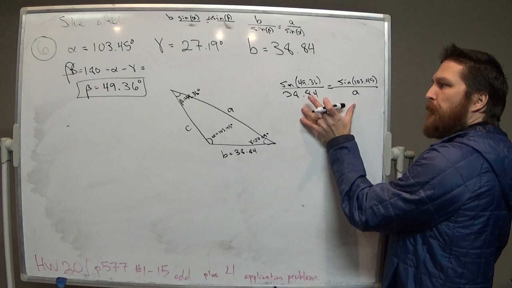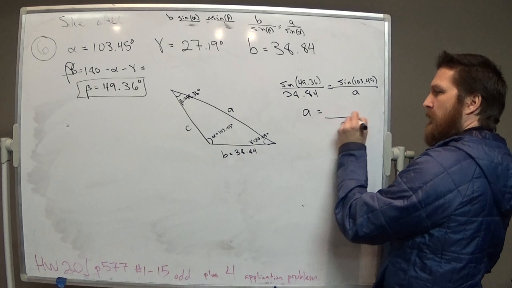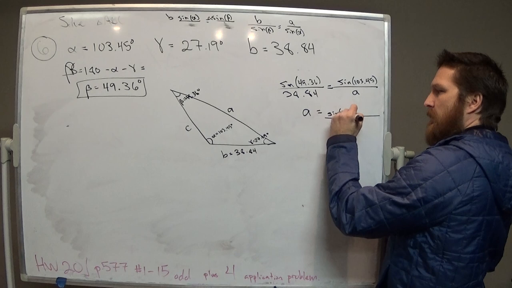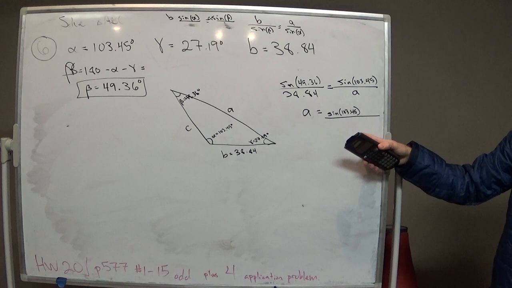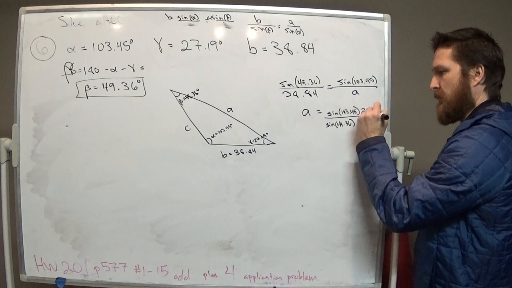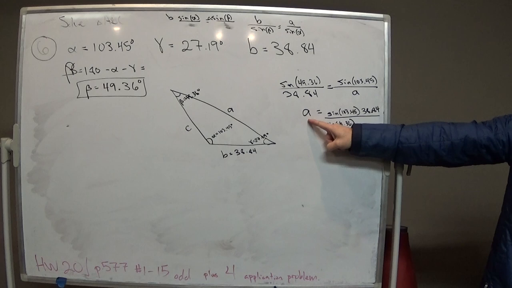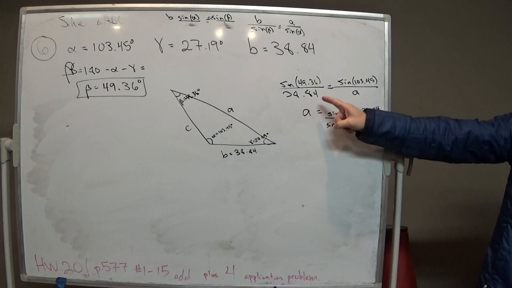So anyway, I want the A by itself, so I'm going to bring him upstairs, up over here. This guy's going to stay put, so sine 103.45 stays put. This guy's going to come downstairs, and then this guy's going to come upstairs. Everybody got that? Everybody saw what I did? I took this equation, I brought A upstairs, so he lives up there. I brought this one downstairs, so he lives down here. I brought this one upstairs, so he lives right there. These are the same equations, just rearranged.